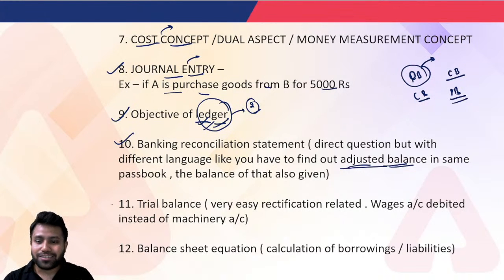Another one is the trial balance. Very easy rectification related: wages account debited instead of the machinery account. So how to rectify that, and this we actually discussed multiple times, right?